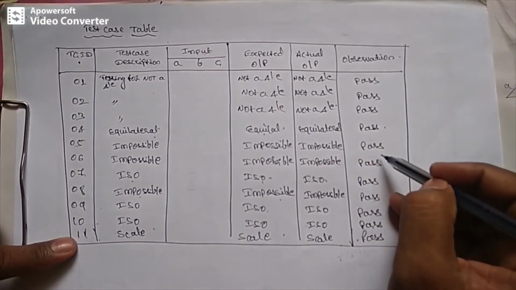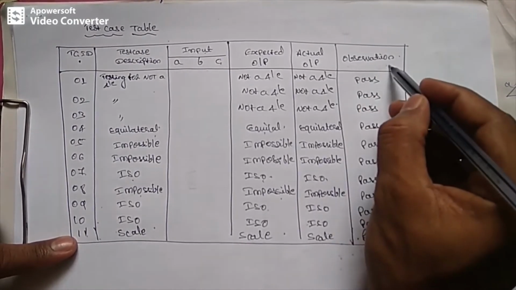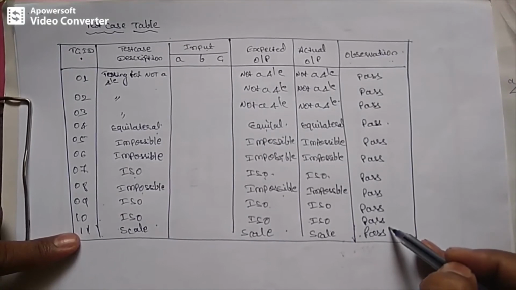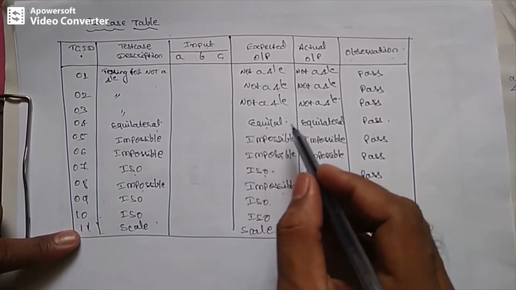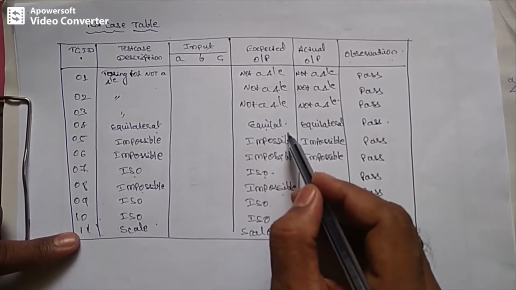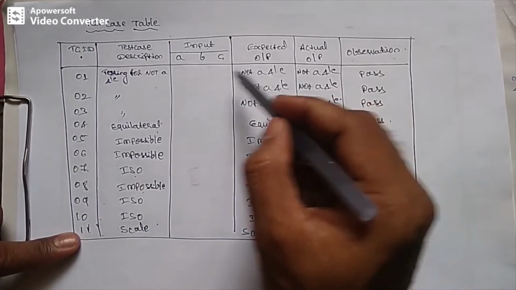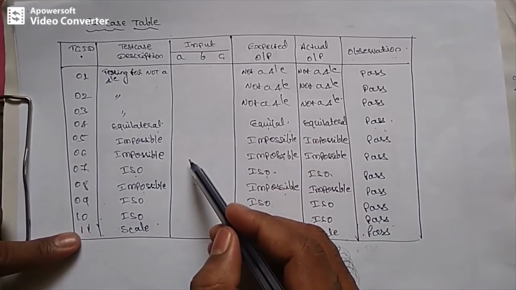Then for my observation, you can write here observation, or remark, or comment. The observation should always be pass. In case any inputs or test cases do not work properly according to our expected output result, then the observation will be fail. Then based on this test case description, we have to specify the input parameter list.